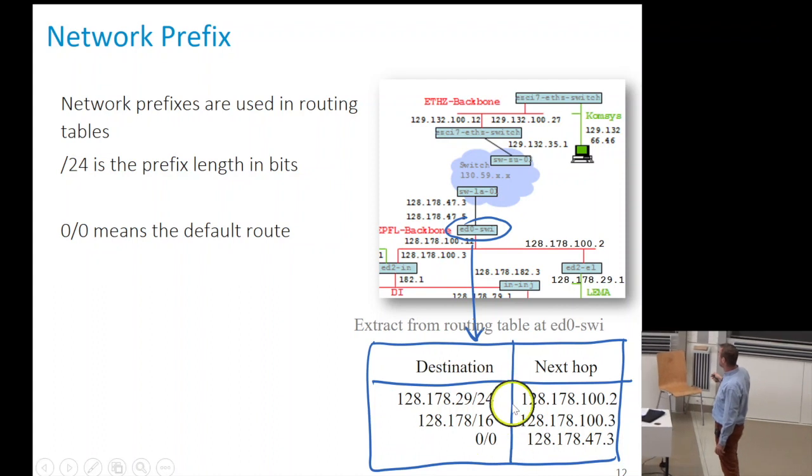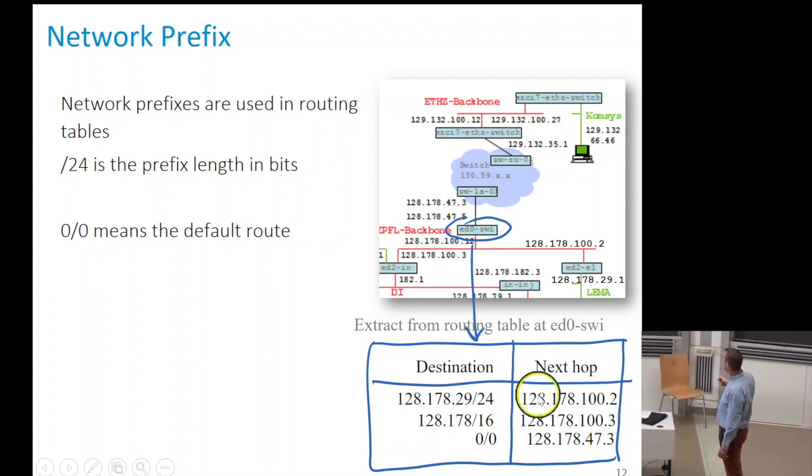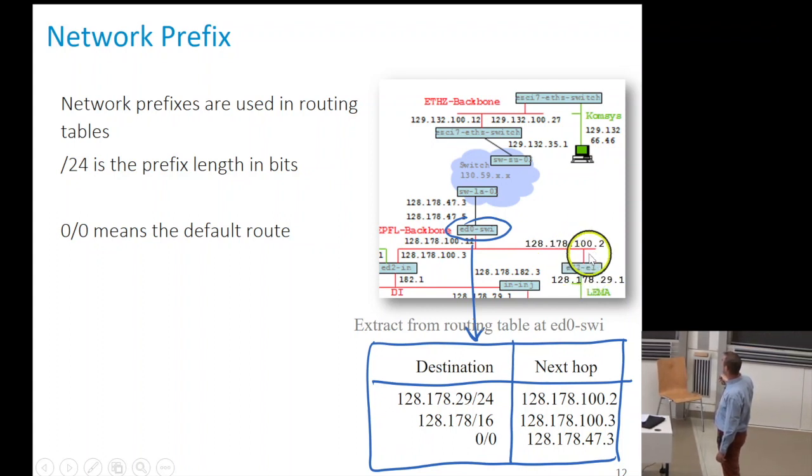We take the most specific one, which means we go to this next hop, and over the interface that corresponds to the next hop, so we go in this direction here. So this is a specific routing entry that goes to the green network here.